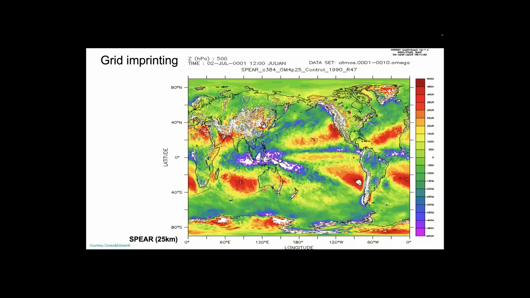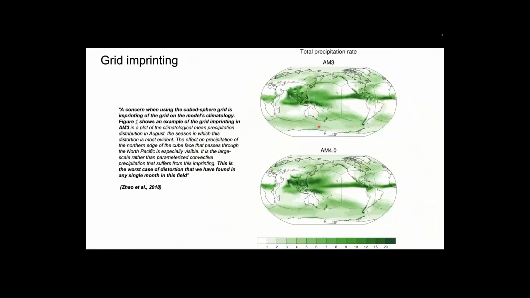I will give you a second to try to identify grid imprinting if you look at this figure. This is taken from SPEAR at 25 kilometers. If you look closely, you will see the edges and the corners in this field, which is basically not desired. This is noise that we should eliminate. So this is grid imprinting. We are seeing the structure of the grid in the model.